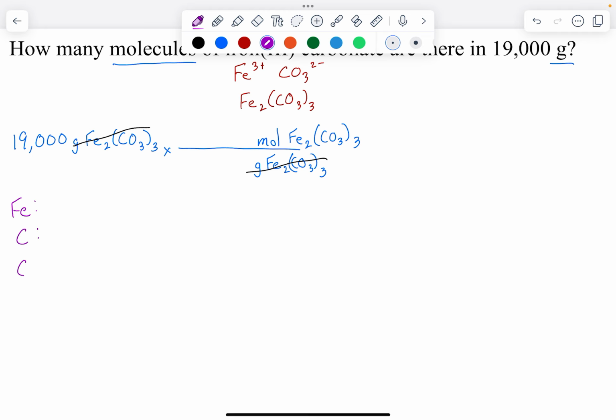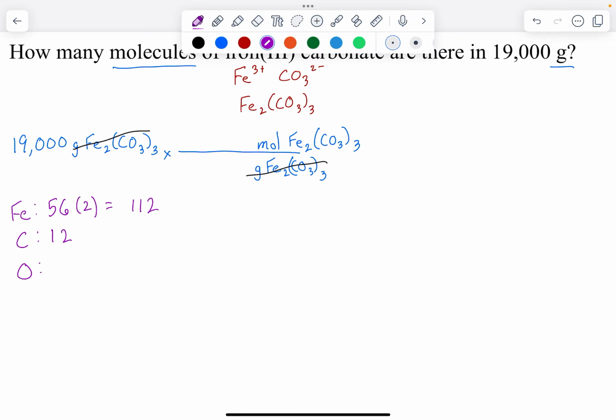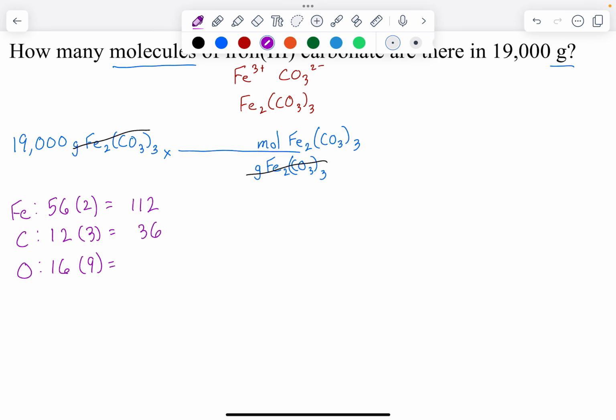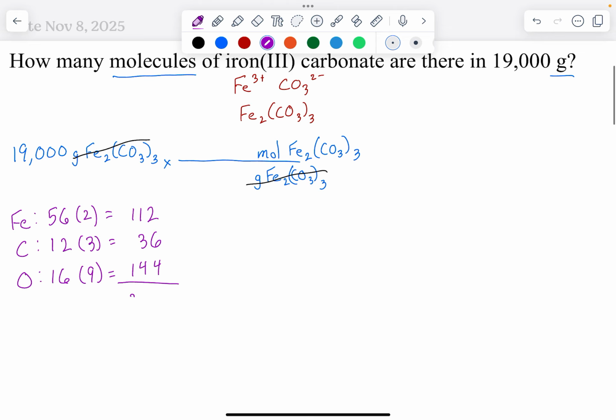The three different elements in iron 3 carbonate are iron, carbon, and oxygen. Iron has a mass of 56. There are 2 of them in the molecule. And then carbon has a mass of 12. There are 3 of those in the formula here. And then oxygen, you probably know already, has a mass of 16. And there are 9 of those in the formula. So when we add those up, we get 292.